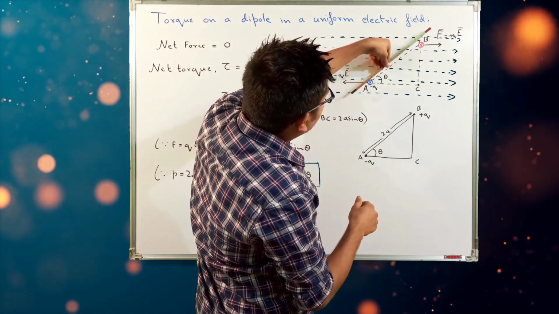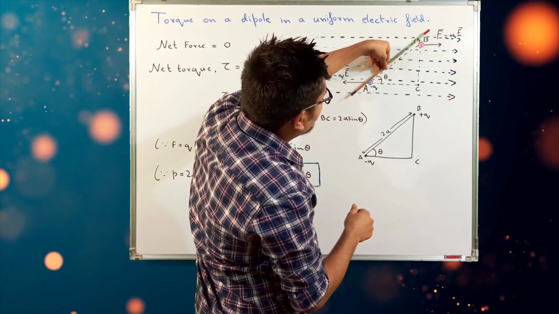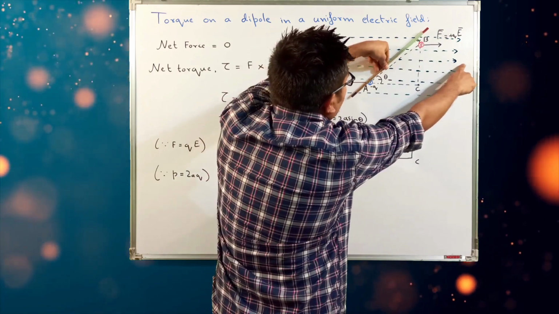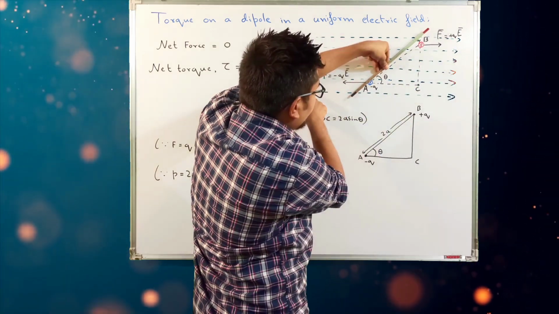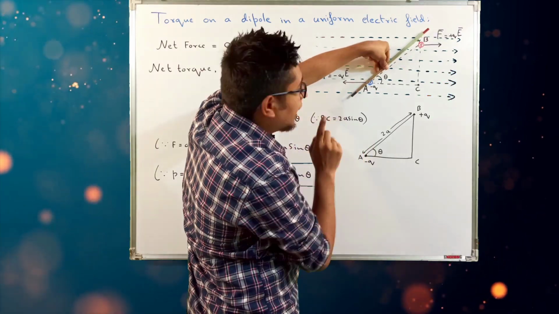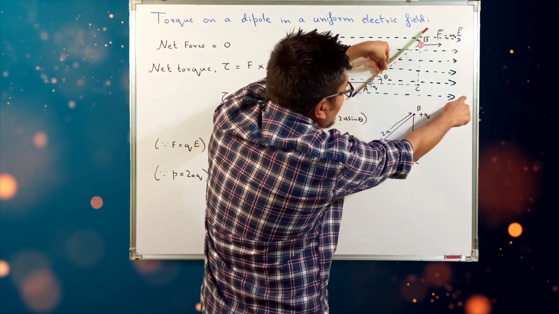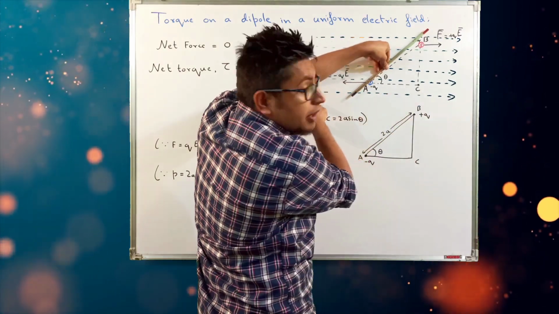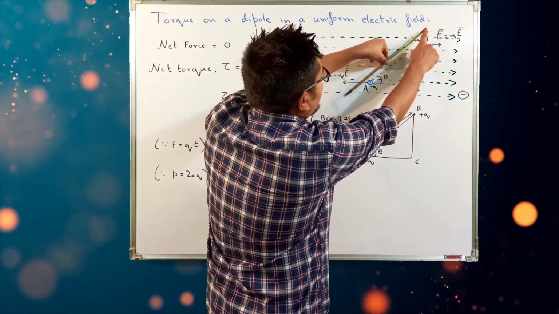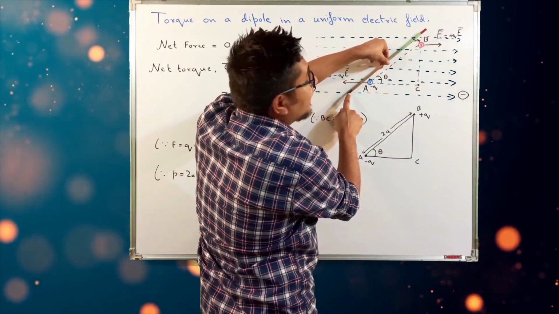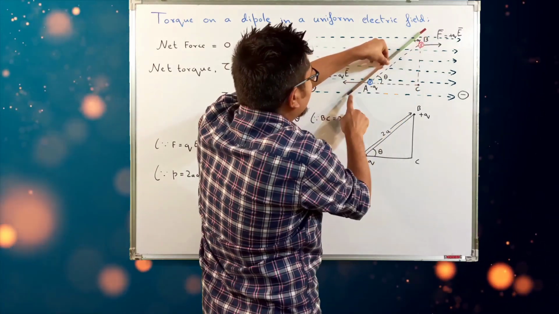So when I place the electric dipole in this way, since this is the negative side and this is the positive side. Again I am repeating, the direction of the electric field is from the positive to the negative. Therefore, this side becomes negative, this side becomes positive. Now this is the positive charge and this is the negative charge.